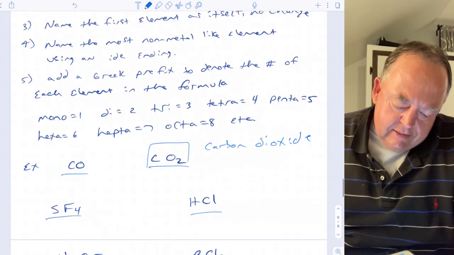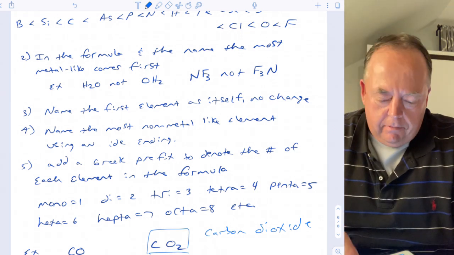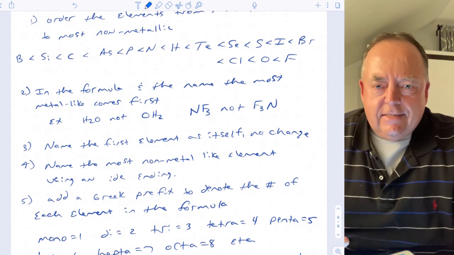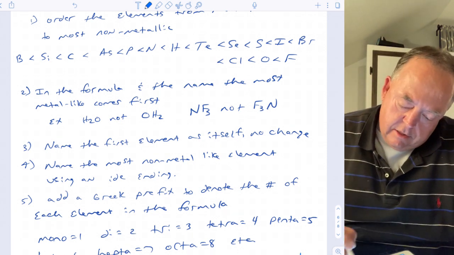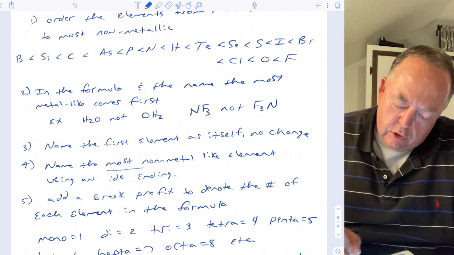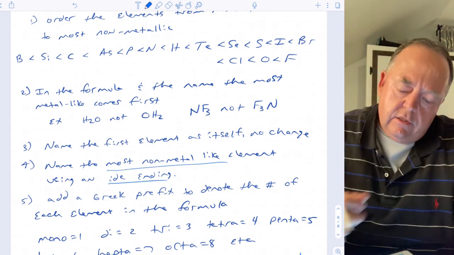So the rule is that the most metal-like element comes first in the formula, and it comes first in the name. And then you name it as itself. Then the second element will be the one that's the most non-metal-like, and it will have the "-ide" ending. So that's similar to the previous rules.